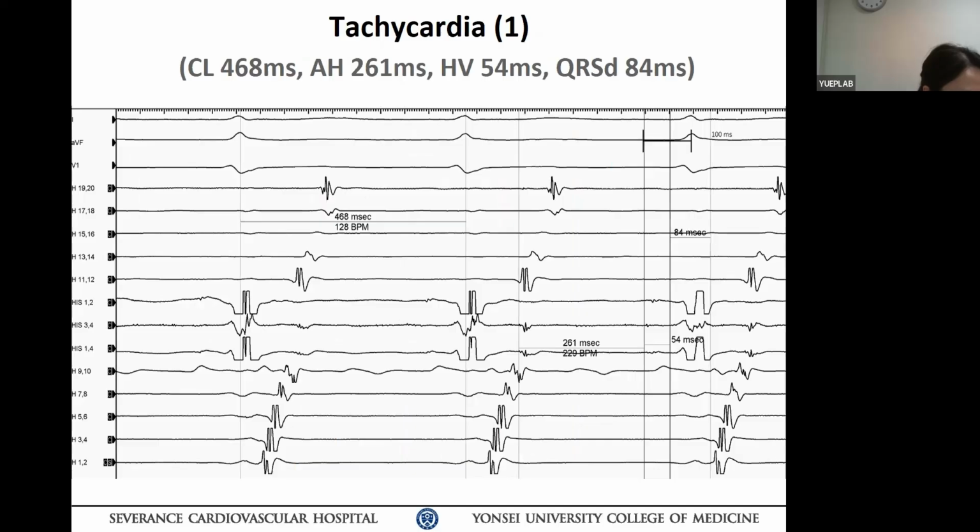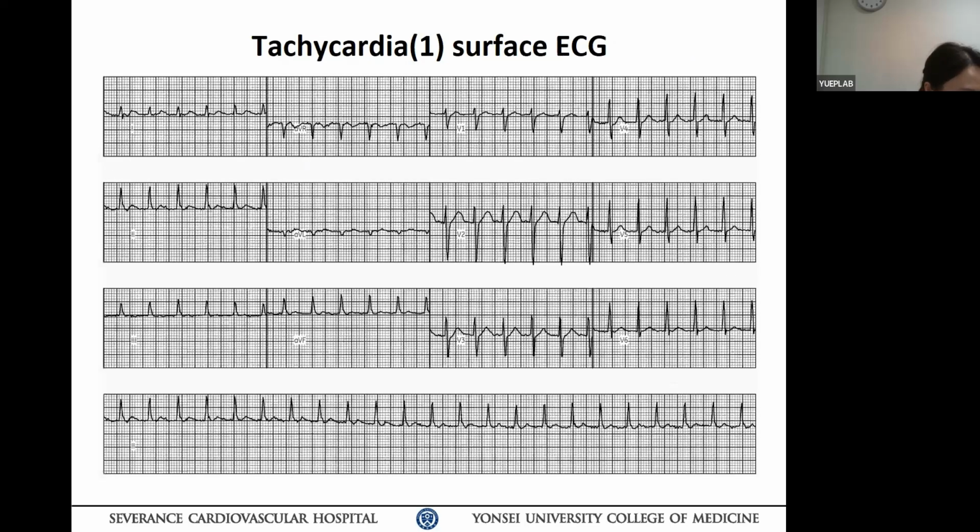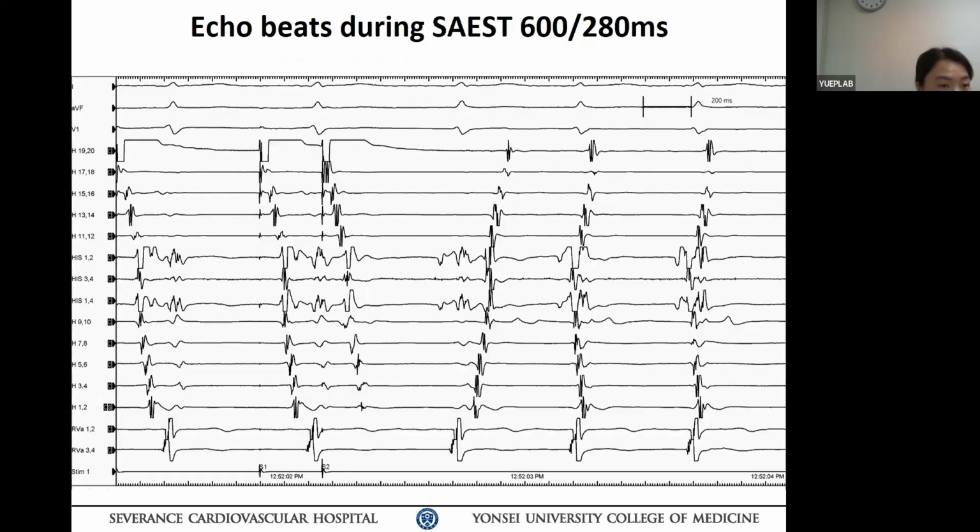So tachycardia cycle length was 468 milliseconds, AH 261, HV 54, and QRS duration was 84. And this is the surface ECG during the tachycardia. So when we go down to 600 and 280 milliseconds, retrograde conduction through the accessory pathway made the first echo beat. And after the first echo beat, two echo beats with concentric atrial activations were observed, but not sustained.